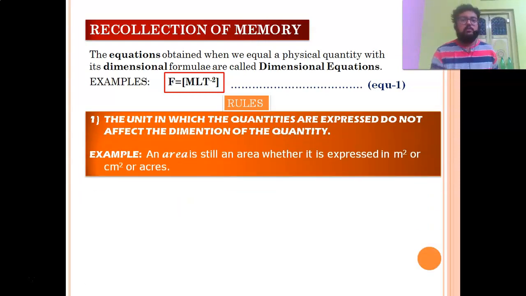The first one is that the unit in which the quantities are expressed does not affect the dimension of the quantity. An area is still going to be an area whether it is represented in terms of meter square or centimeter square. Therefore, its dimension will not change. It will be the same, that is L square.